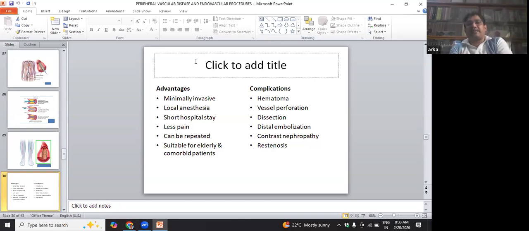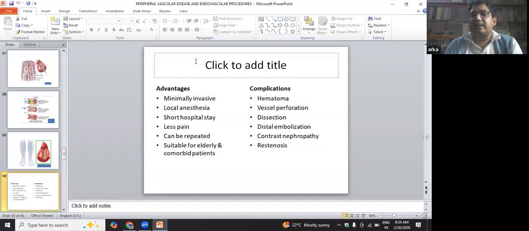So what are the complications? Complications are hematoma, vessel perforation, dissection of intima, that is bad, that can lead to distal embolization, contrast nephropathy, and what we have already told, restenosis. So these are the complications of endovascular procedures, and these can be dealt with. The dangerous among these complications are vessel perforation, dissection, and also distal embolization. Contrast nephropathy can be taken care of properly nowadays, and restenosis can also be treated by taking out the stent and replacing it, if there is no other problem.